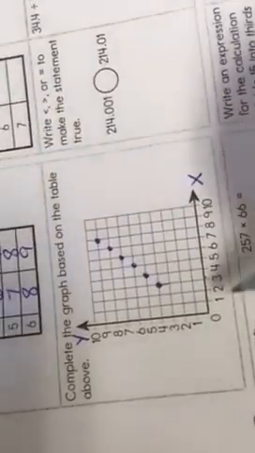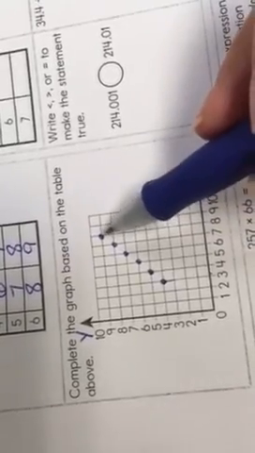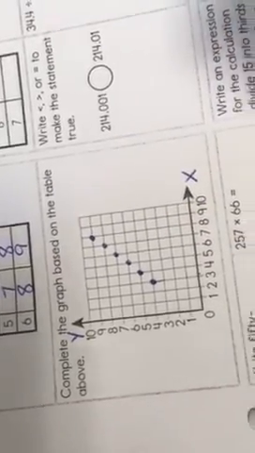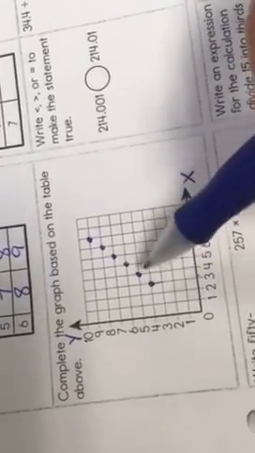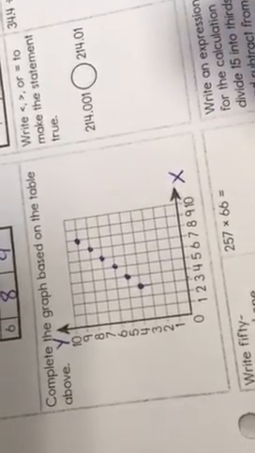Now if this was showing change across time, we would definitely connect these points, because then it would be a line graph. However, since this is just plotting points, we're going to make it a scatter plot and just go ahead and plot those points but not connect the dots.